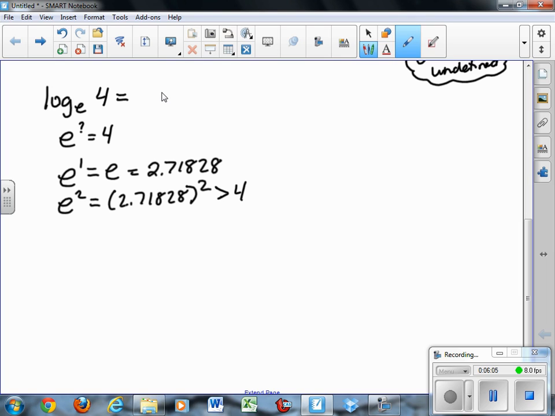But what I wanted to tell you is when you use this terminology, natural log of 4, that means the same thing as log base e of 4. So when you see natural log, that's just an abbreviation for log base e. That's called natural log.